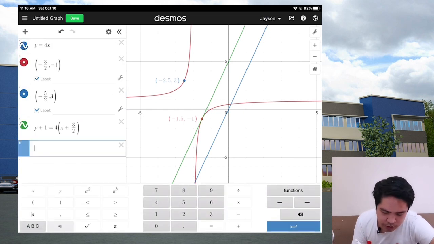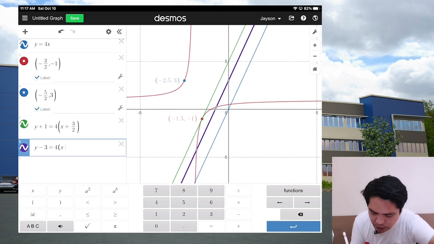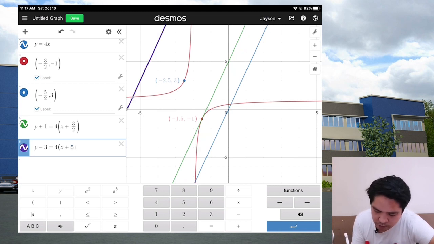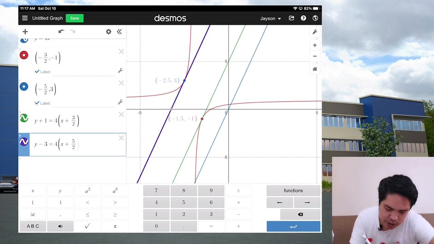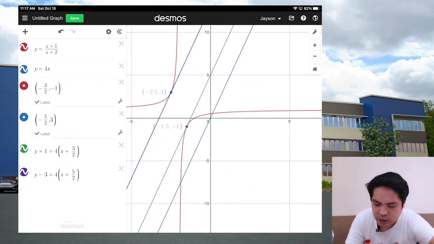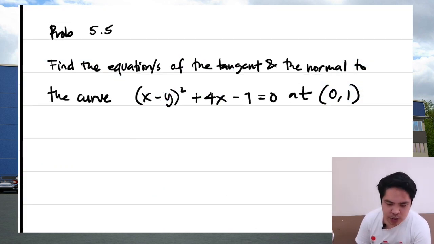So for the other line, we'll have y minus 3 equal to 4, the slope is 4, times x minus negative 5 halves, so x plus 5 halves. And we have that line. Okay, so our answer is correct. Let us now proceed to the next problem.